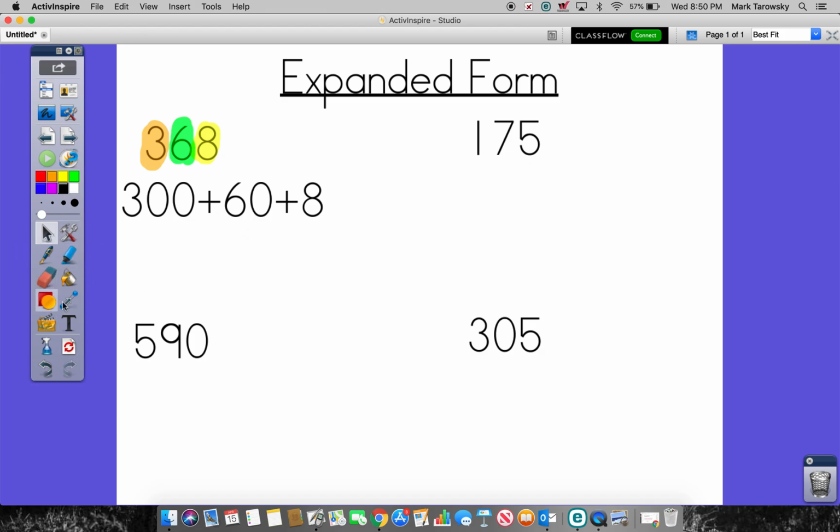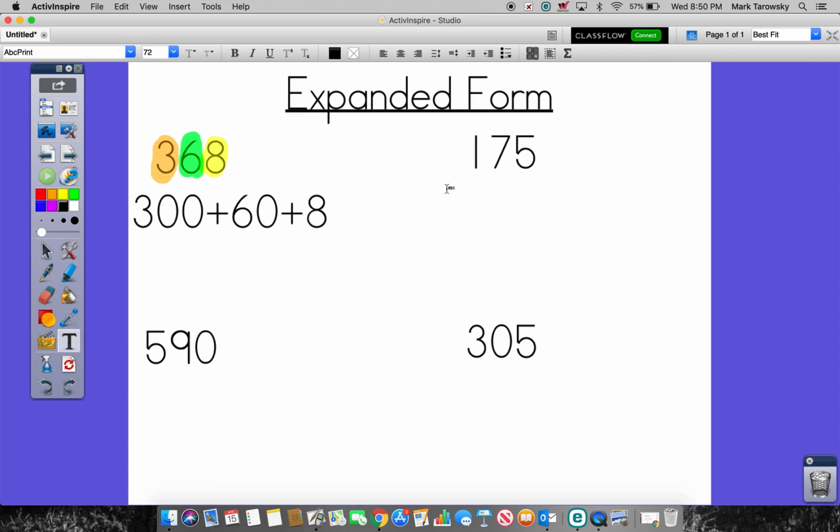All right, welcome back. Hopefully you got to that 175 and you were thinking, oh, there is one group of 100 here. And that is exactly right. So we're going to have 100 plus we've got 7 groups of 10. And 7 groups of 10, you are correct, is 70. And those 5 groups of 1. So 175 is really 100 plus the 70 for those 7 groups of 10 plus those 5 ones. 100 plus 70 plus 5 for 175.